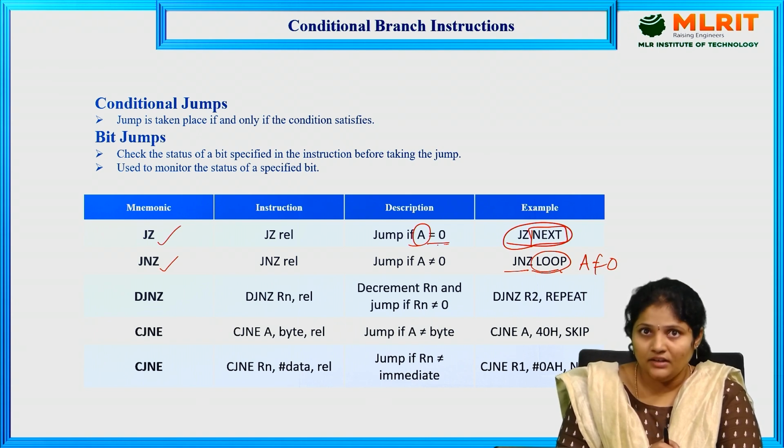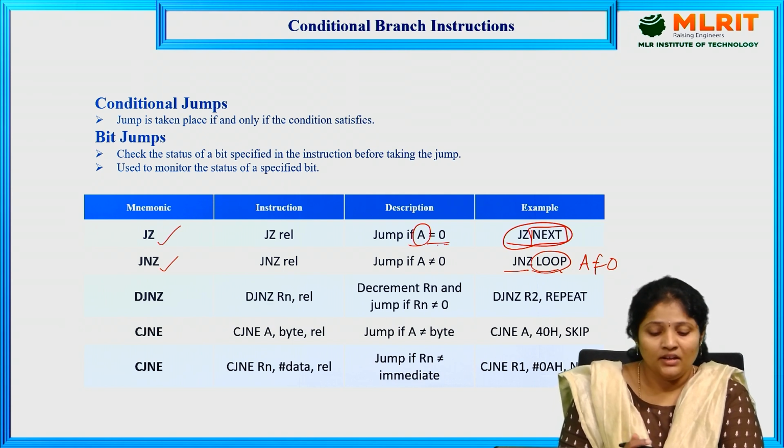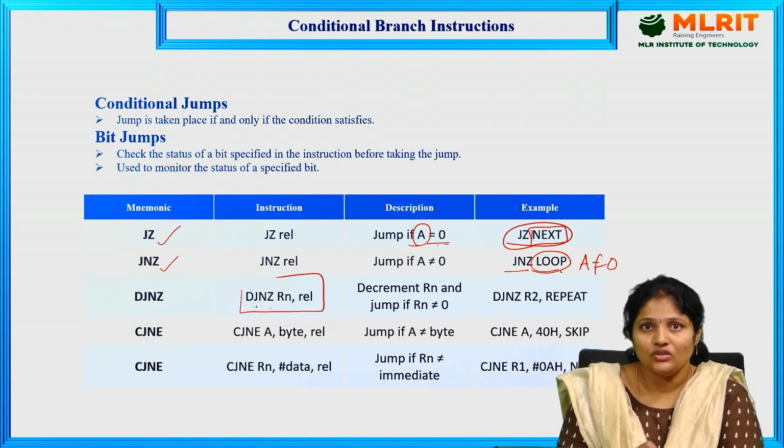First decrement the register or the operand mentioned there, then it will jump to the location. If the register doesn't have 0, then only it will jump to the address location specified. Here the instruction format is DJNZ, decrement and jump if not equal to 0. So it will check the register.